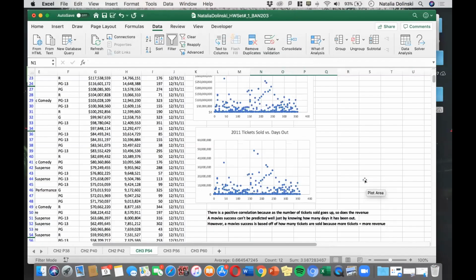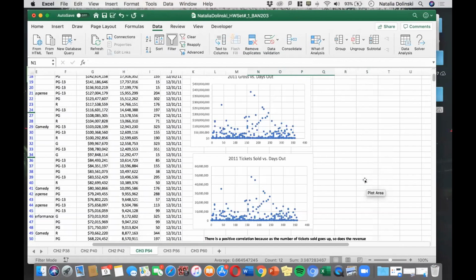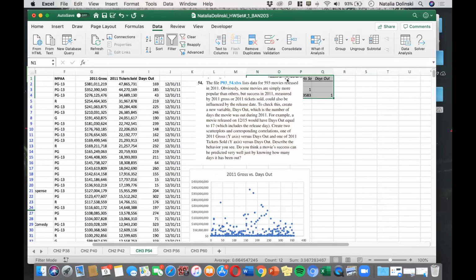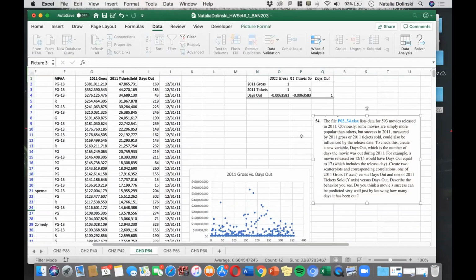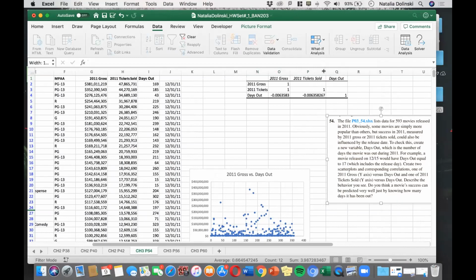Where'd it go? It's underneath your chart. Go all the way to the top. Oh, right over there. Just move that graph. All right. Now, do you see what the correlation is? It's negative. It is negative, but would you say there is a correlation or not?